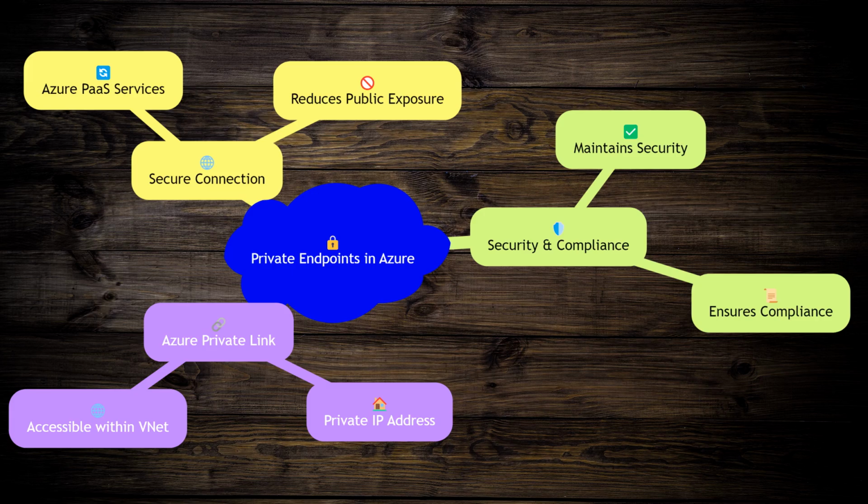Private endpoints leverage the Azure Private Link Service, which assigns a private IP address from your VNet to the PaaS resource, making it accessible only within your virtual network.